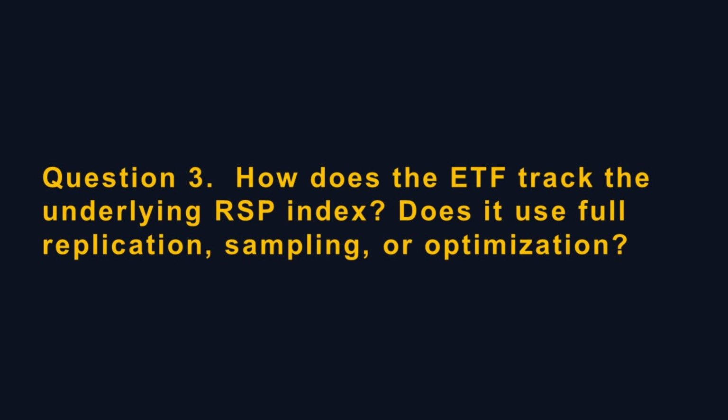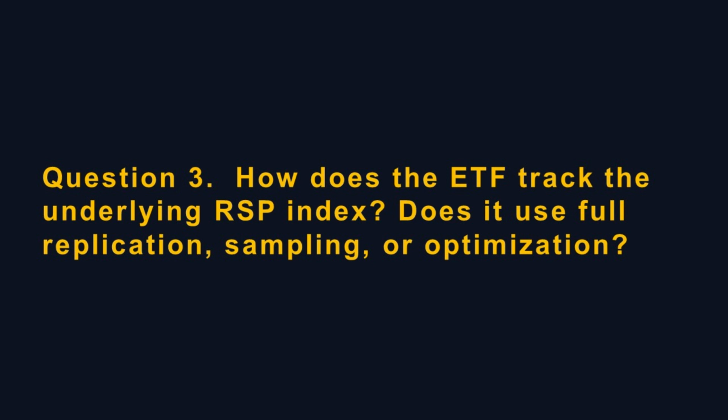The Invesco S&P 500 Equal Weight ETF, RSP, typically uses a physical replication strategy to track the underlying S&P 500 Equal Weight Index. Here's a breakdown of what that means and how it differs from other tracking methods. Physical replication: direct ownership. In a physically replicated ETF like RSP, the fund manager aims to hold all the securities that make up the underlying index, in proportion to their weighting.